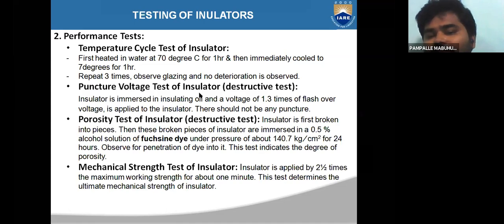This puncture voltage test is also called a destructive test. That means here you are breaking down the insulator. This test is called a destructive test.